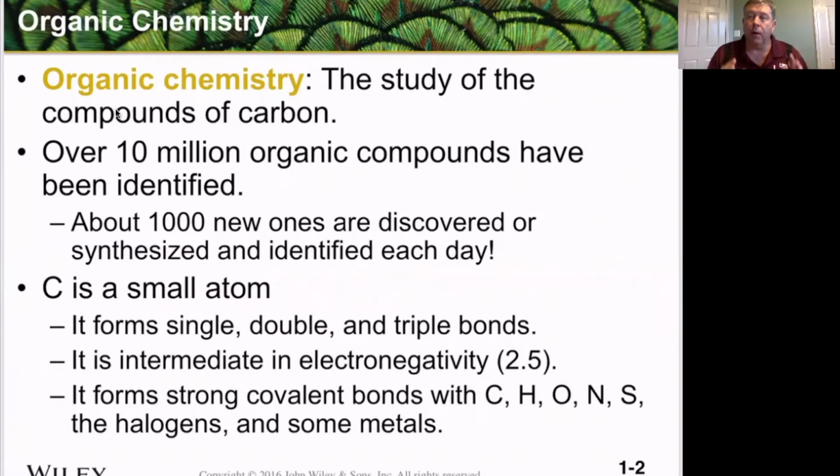The cool thing about carbon is it's a fairly small atom, but it can make single, double, and triple bonds with various other atoms. It has an intermediate electronegativity, which means it can make nonpolar or polar bonds with those other atoms. And it can make strong covalent bonds between itself, hydrogen, oxygen, nitrogen, sulfur, halogens, and even some metals.